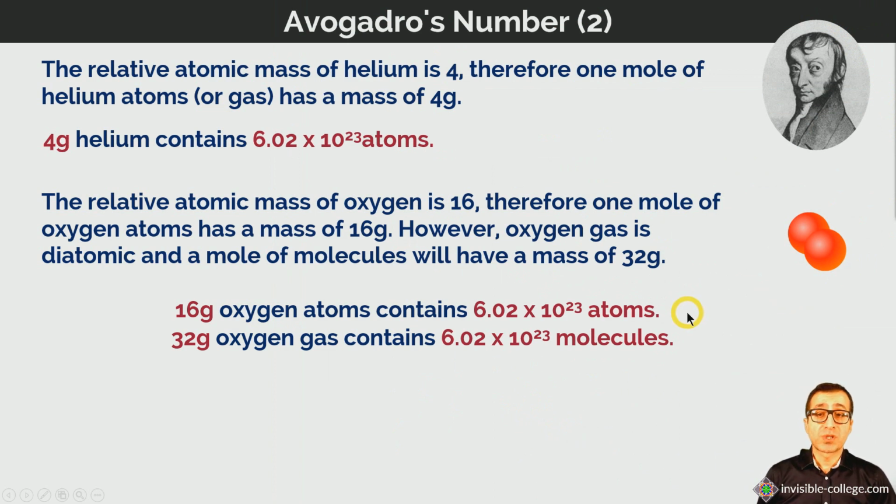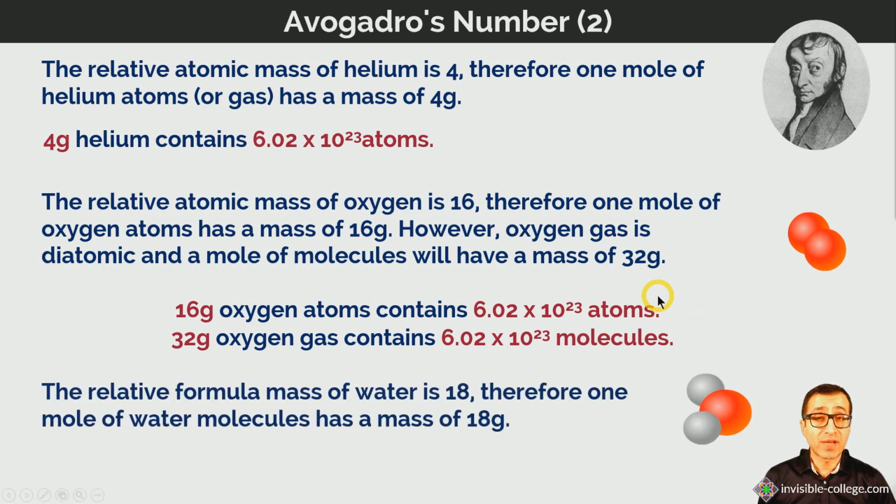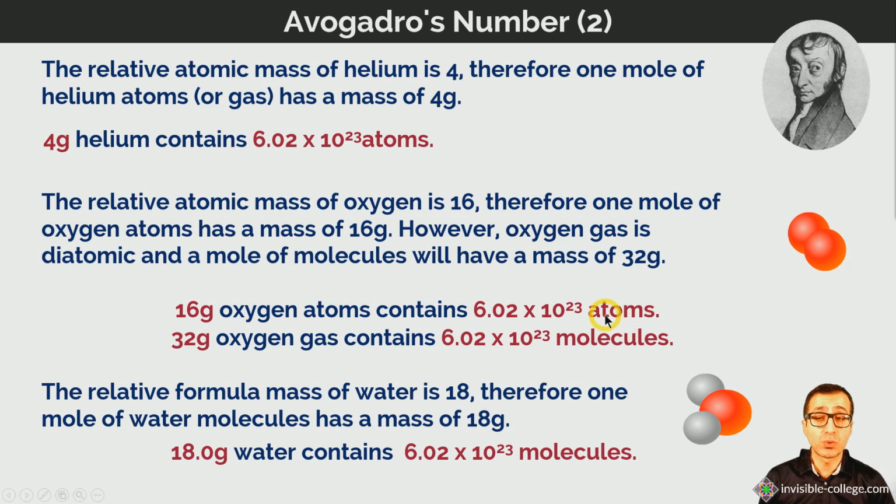So another example, water. The relative formula mass of water is 18, and so 1 mole of water molecules would therefore have a mass of 18 grams. But 18 grams of water contains 1 mole. So we would have 6.02 times 10 to the power 23 molecules of water in 18 grams of water.